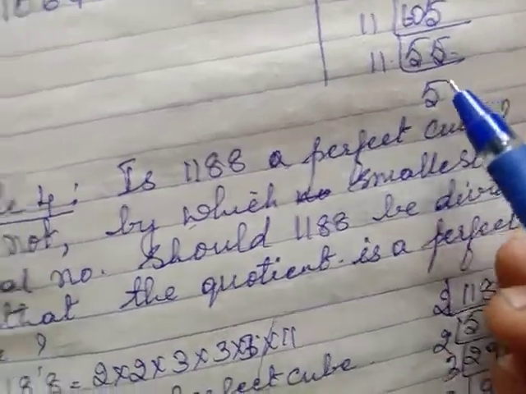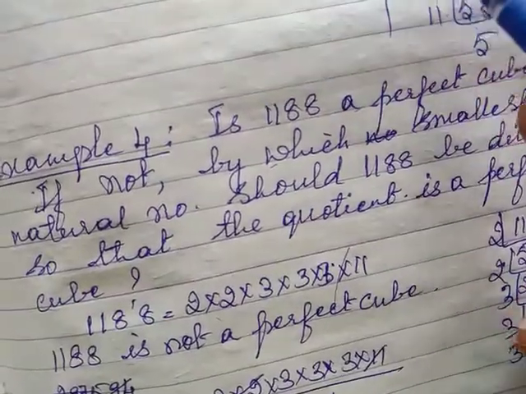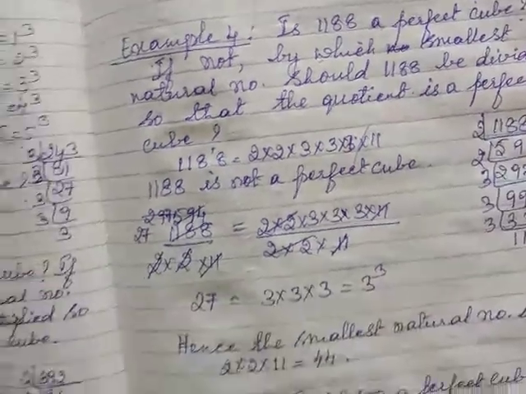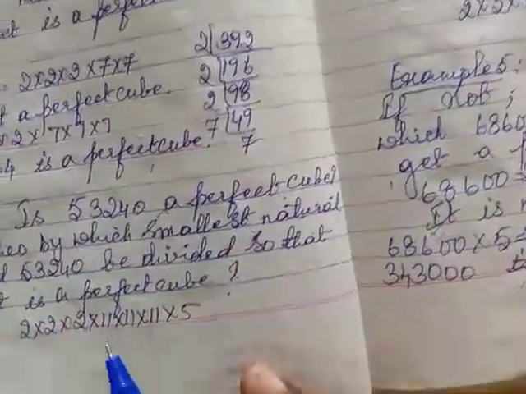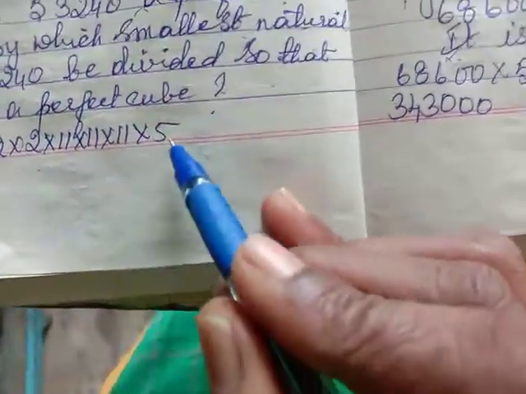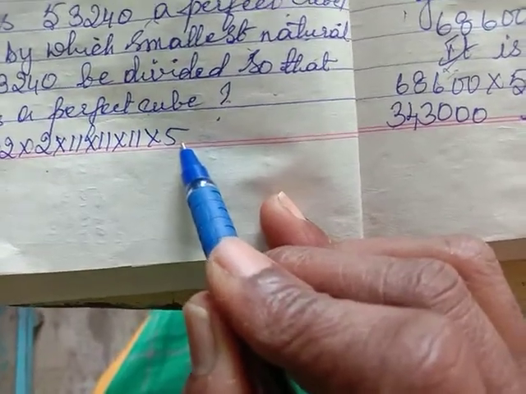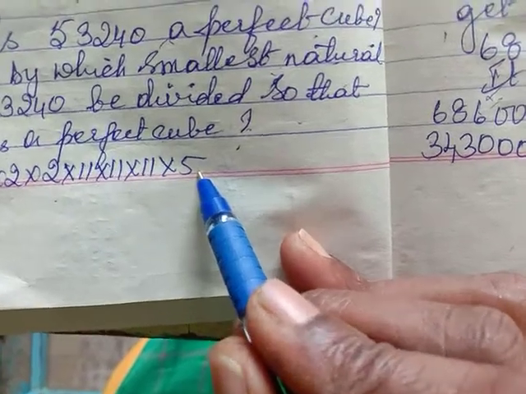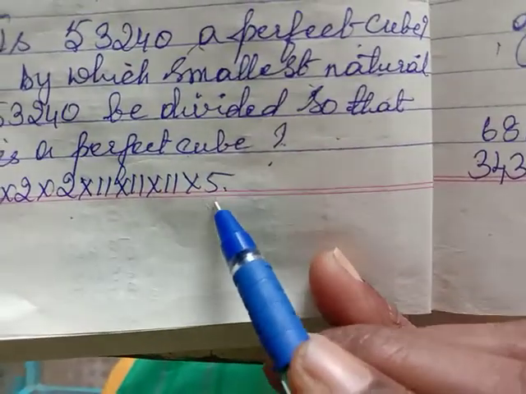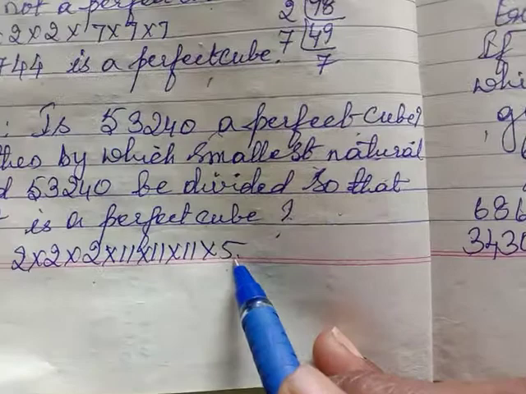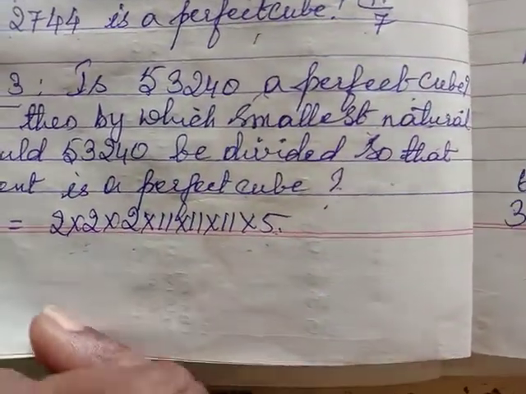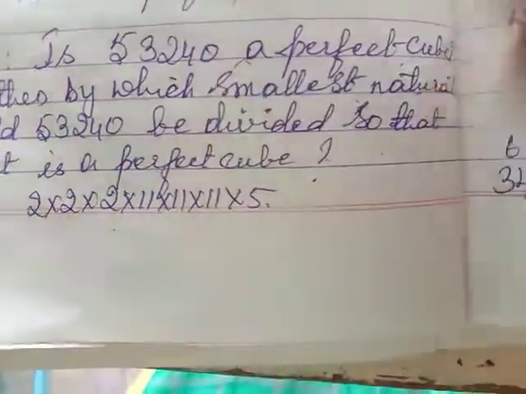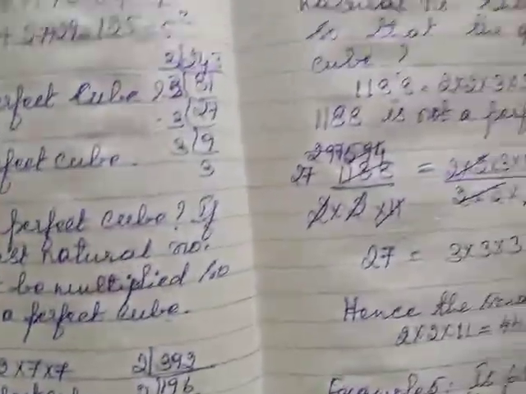See here, 5 you got. 2 has a set. 11 has a set 3 times. And then 5 is there. Only one 5. But here how much is missing? 5 into 5 is missing. It is given that it should be divided. Divided in the sense you have to divide by 5. If you divide the whole thing on both sides by 5, then you will get a perfect cube. So how to divide?